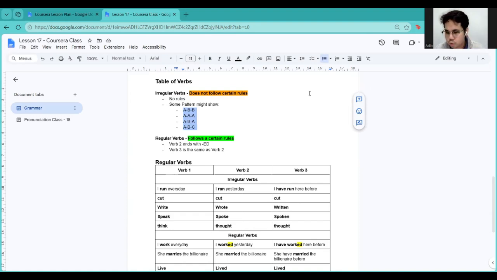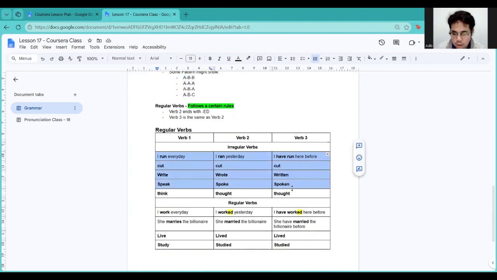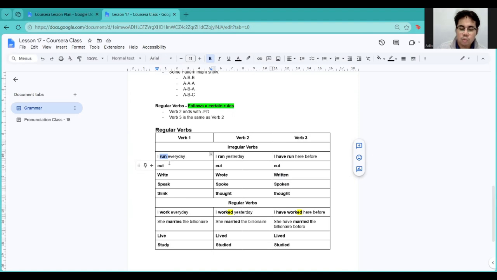Instead of just showing what the rules are, I might as well just show you how it works. So this is a list of examples about irregular verbs. One of the most common examples that we use is run. Okay, because we run every day. I run every day. Notice we use the first verb. Okay? But if you did it in the past, the word run turned into ran yesterday.